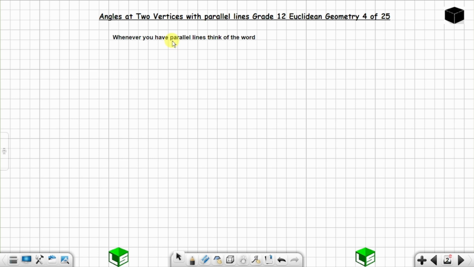Whenever you have parallel lines, think of the word fun or fuzz. N can be Z. If you rotate N, you are going to have Z. So what do you have to know about F?